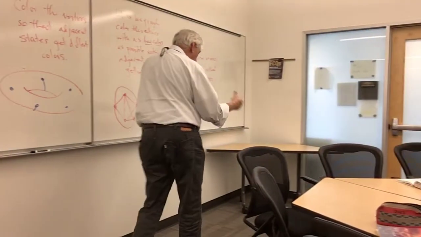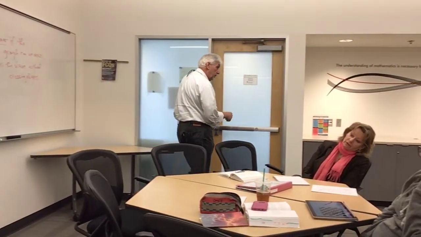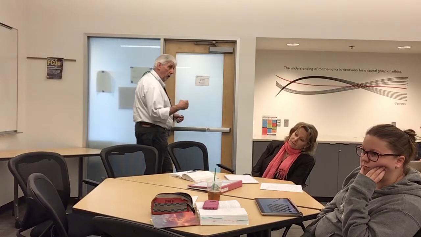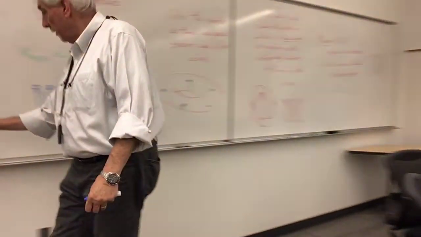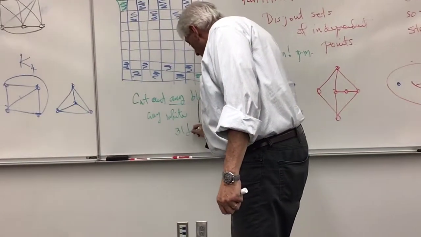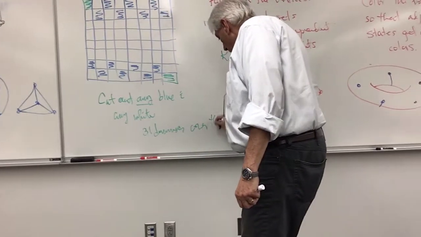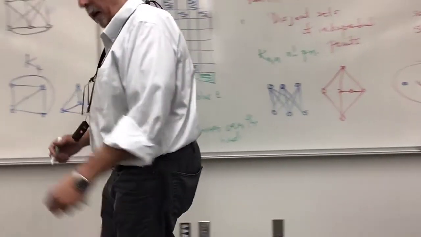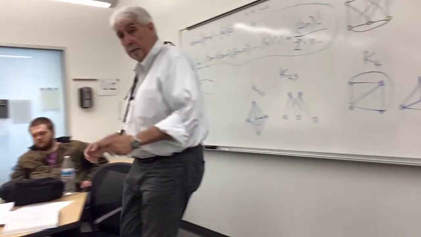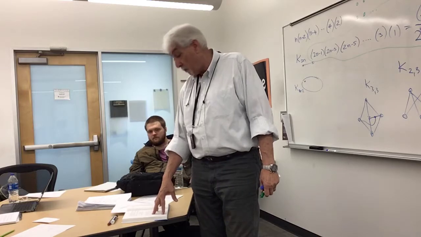So when I cut out one blue and one white, how many blues do I have left? 31. When I cut out one white, how many whites do I have left? 31. I give you 31 dominoes, cover the board. Okay, that's when you have some time to kill, that's a fun problem to play with. So that sort of takes us through problem number 12.